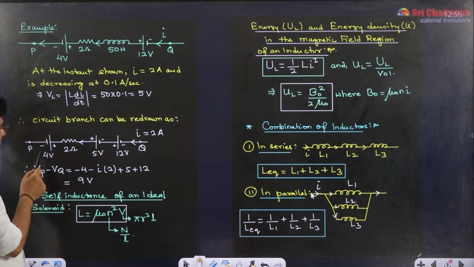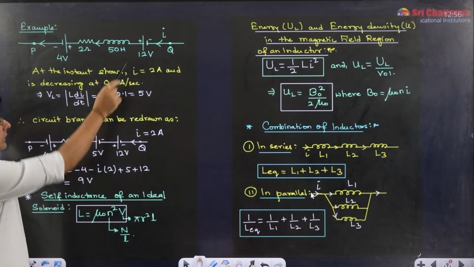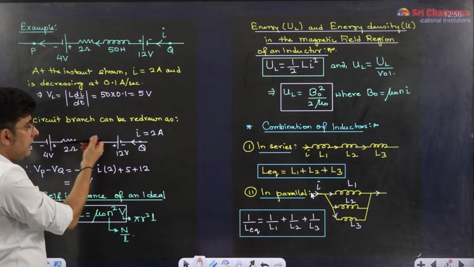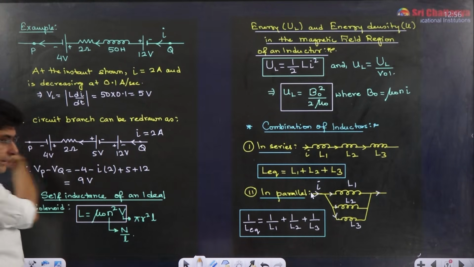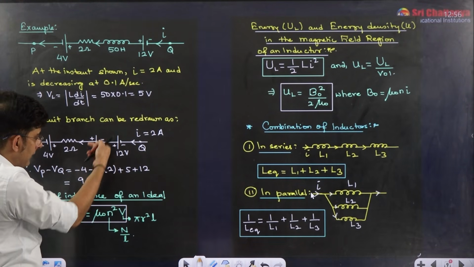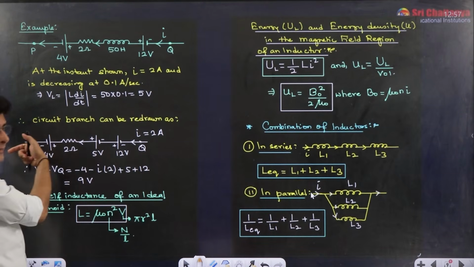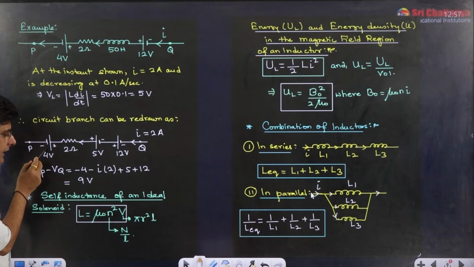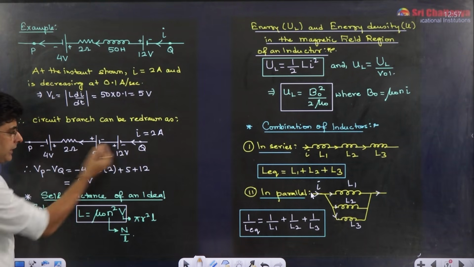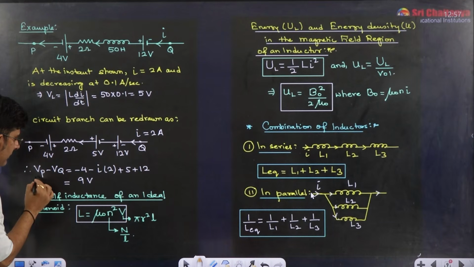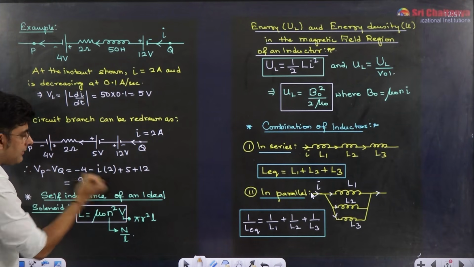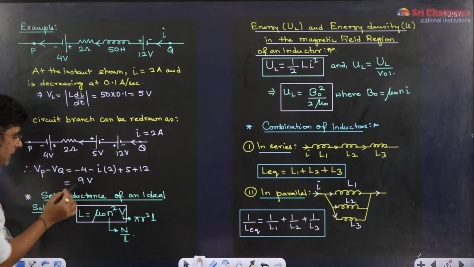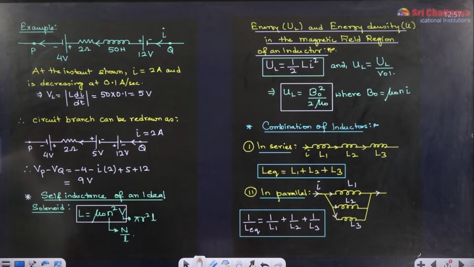Now redraw the circuit branch: 4 volt, 2 ohm, 12 volt as it is. Now see how I have shown the inductor as a battery. Current is left side and it was decreasing, so it will support it and try to send current in the same direction. So I have taken left side positive so that it also sends current in the same direction. Now write Vp minus Vq by simple KVL. Going from P to Q, you hit the negative terminal first, minus 4. Current is opposing me, so minus 2I. Then I see the positive terminal of this battery, plus 5. Then the positive terminal of this battery, plus 12. We get 9 volt. This is the potential difference.